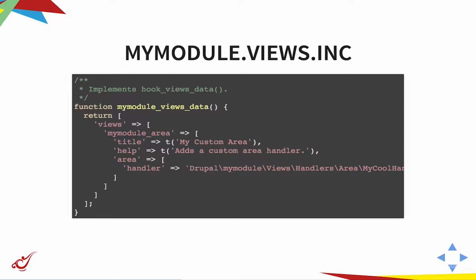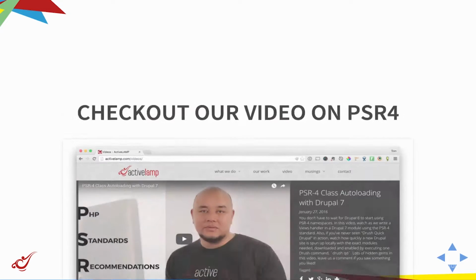And then we're going to give this field or this area handler a name, so that can be whatever you want to call it. In this instance, I called it my module area, and then we have a title, we have help. We're translating that, so we have my custom area as a custom area handler, and then this is where we actually define the class. So what we're saying is when we actually use this handler, here's the class on how to handle that handler. And like I said, that's a PSR4 namespace class.